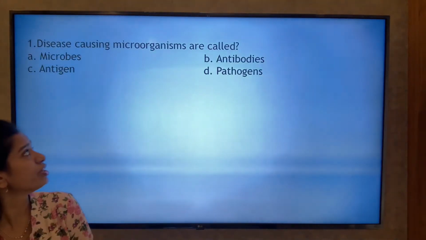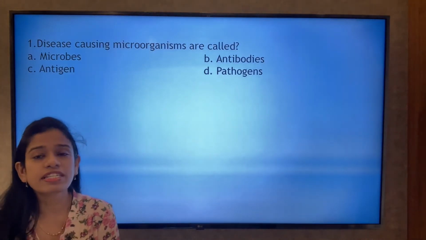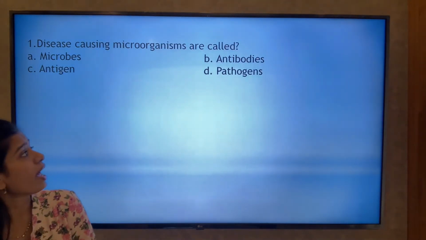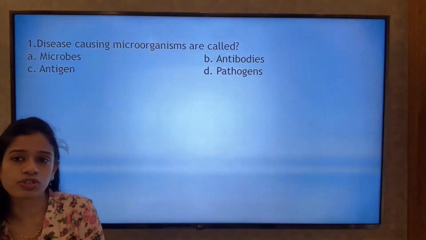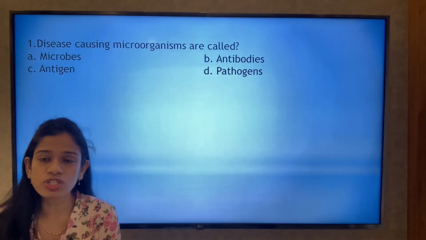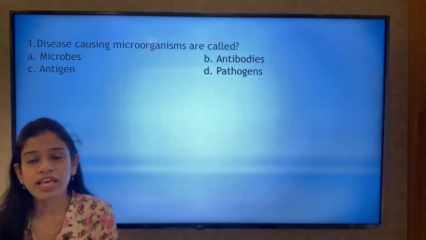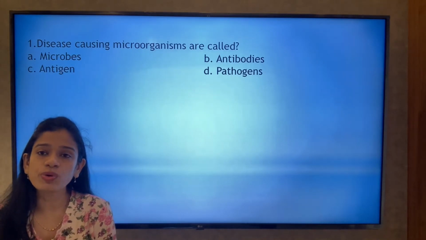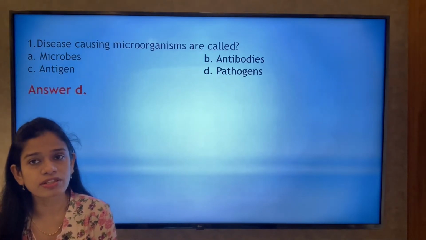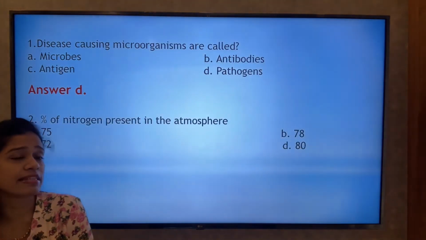So the first question, disease-causing microorganisms are called. So the disease-causing microorganisms, what are they known as? Microbes, antibodies, antigen or pathogens. So the correct answer is B, pathogens. It is the pathogens which cause the disease in living organisms. They can be viewed only under the microscope, and so they are called microorganisms.